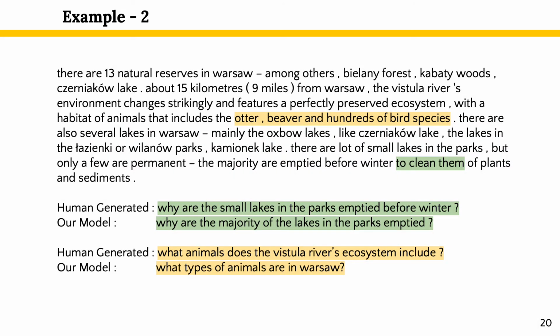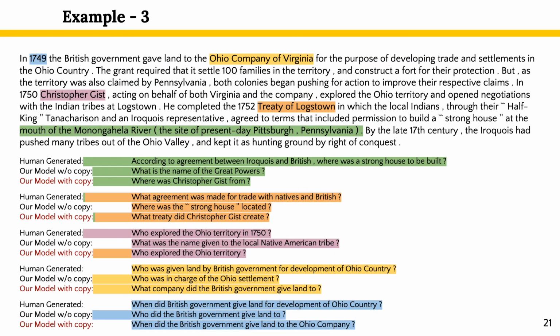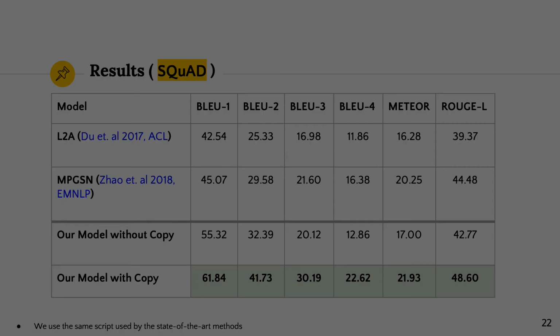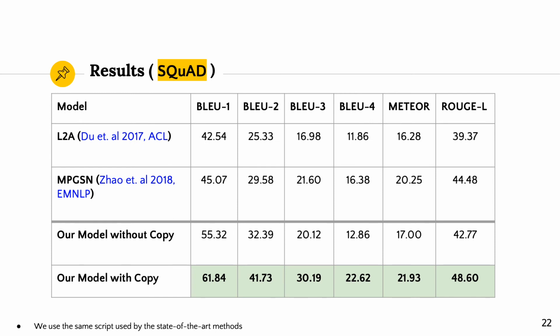So this is another example which is generated from our system. The human generated question is what animals does the Vistula River ecosystem include, and our model generated what types of animals are in Warsaw. So Warsaw information is used from the other sentence. So these are some other examples generated with and without copy.